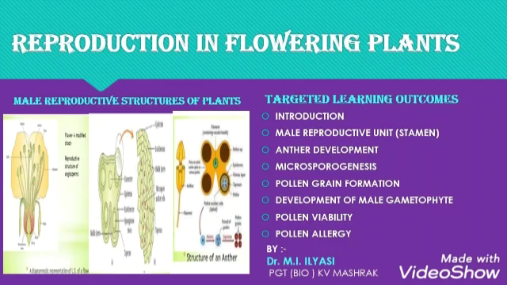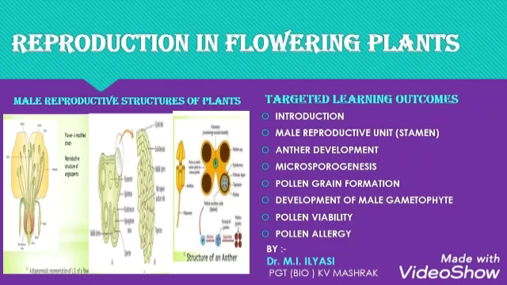In this series, we will discuss first the male reproductive unit, stamen, anther development, microsporogenesis, pollen grain formation, development of male gametophyte, pollen viability, and pollen allergy. Now, let us start the topic.